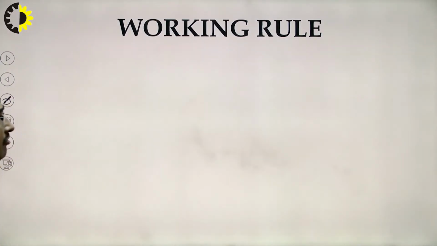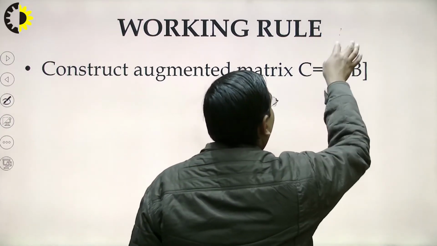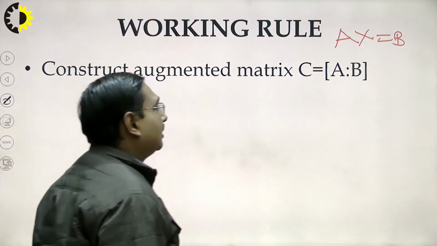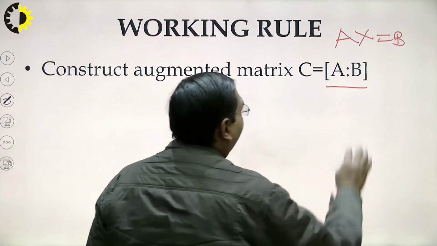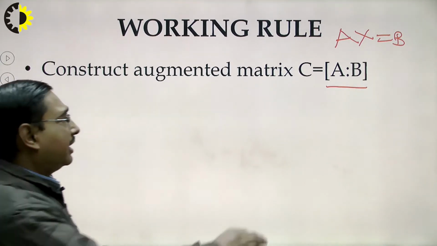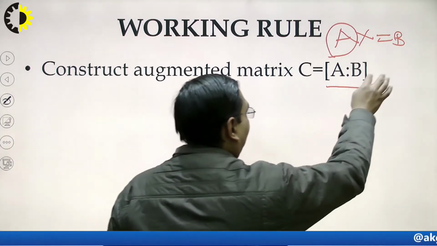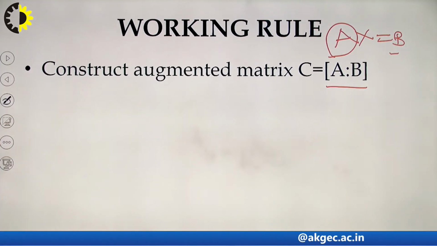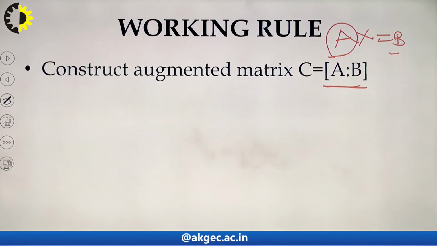The working rule for the next method which we will be studying will be as follows. If the equation system is Ax equals b, then we shall construct an augmented matrix C given by A colon B. We shall write the coefficient matrix once, then a colon, and then the matrix of the right hand side, and thus I will obtain this matrix C, which is written as A colon B.